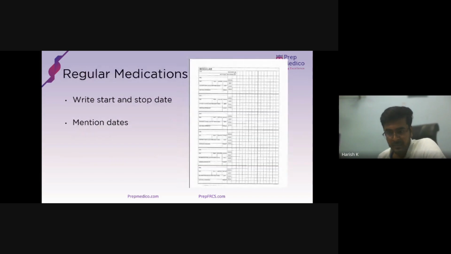Next slide. Yeah. Next comes the regular medications. These are the medications which are taken daily. They will be given in 2 pages because the patient would be taking a larger number of regular medications, so they'll be given 2 sheets for regular medications.